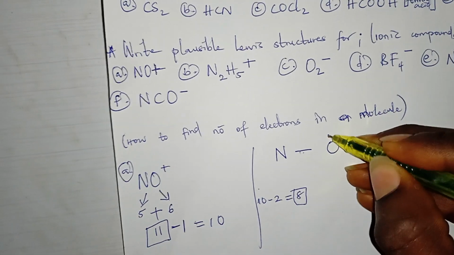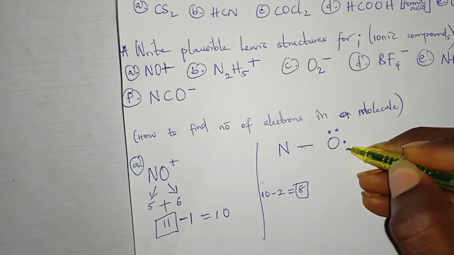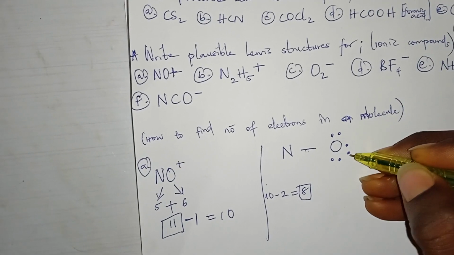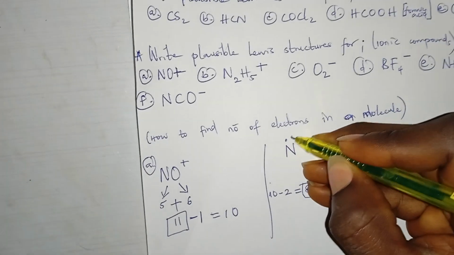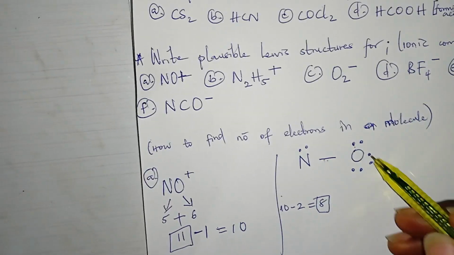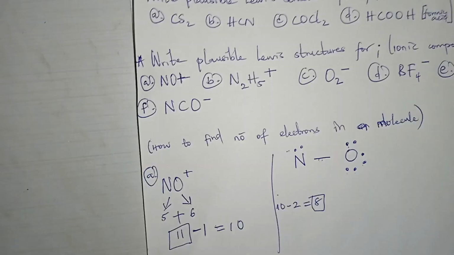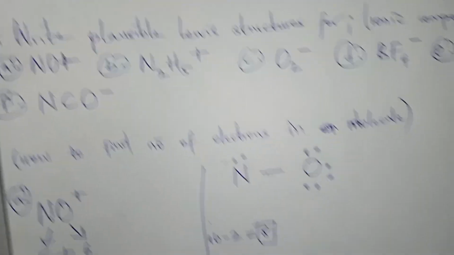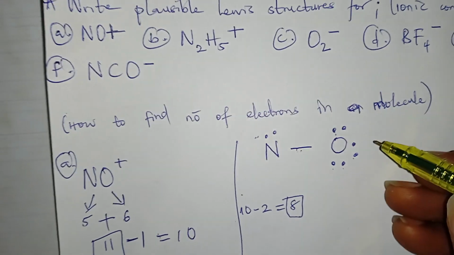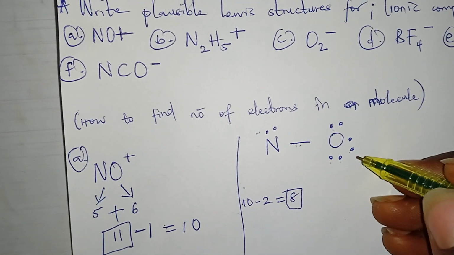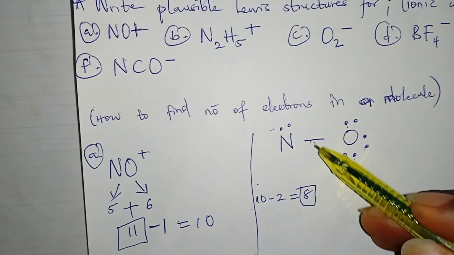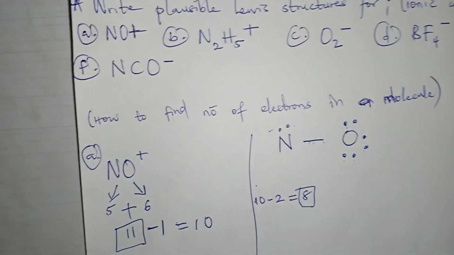So start from the right. I have 1, 2, 3, 4, 5, 6, 7, 8. So these are the 8 electrons. Now that I have the 8 electrons, oxygen is balanced. Nitrogen has 1, 2, 3, 4. It's not balanced.